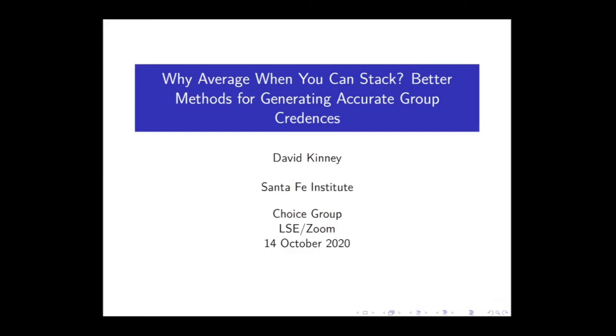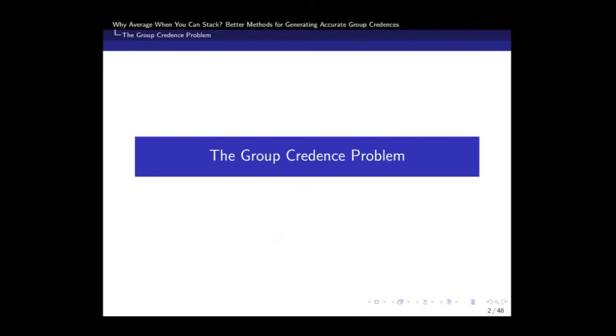So this talk is going to be about the group credence problem, which is a problem that I think, while not necessarily always going by this name, is well known in the formal epistemology and especially social formal epistemology literature.